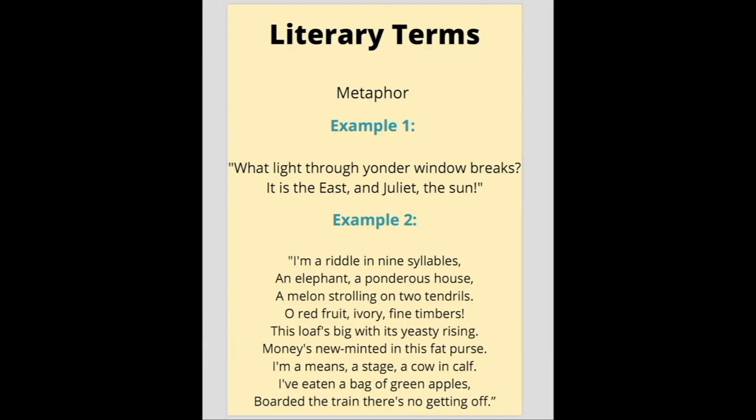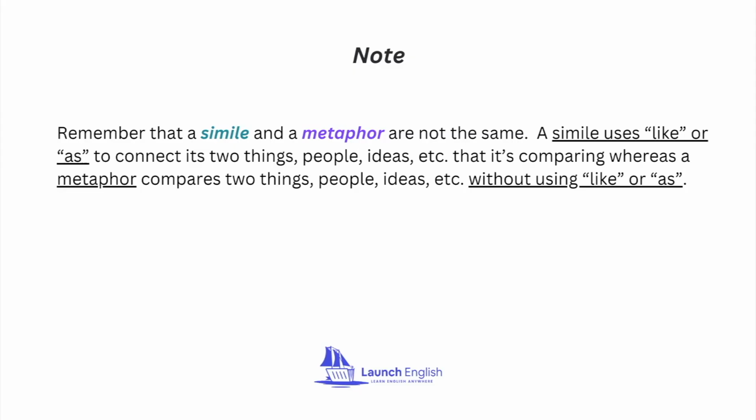Example 2. I'm a riddle in 9 syllables. Okay, so here it is. I'm a riddle. It's not saying, oh, I'm like a riddle. That's a simile, right? Or I am as a riddle, that's also a simile. You're saying, I'm a riddle. That is a metaphor.